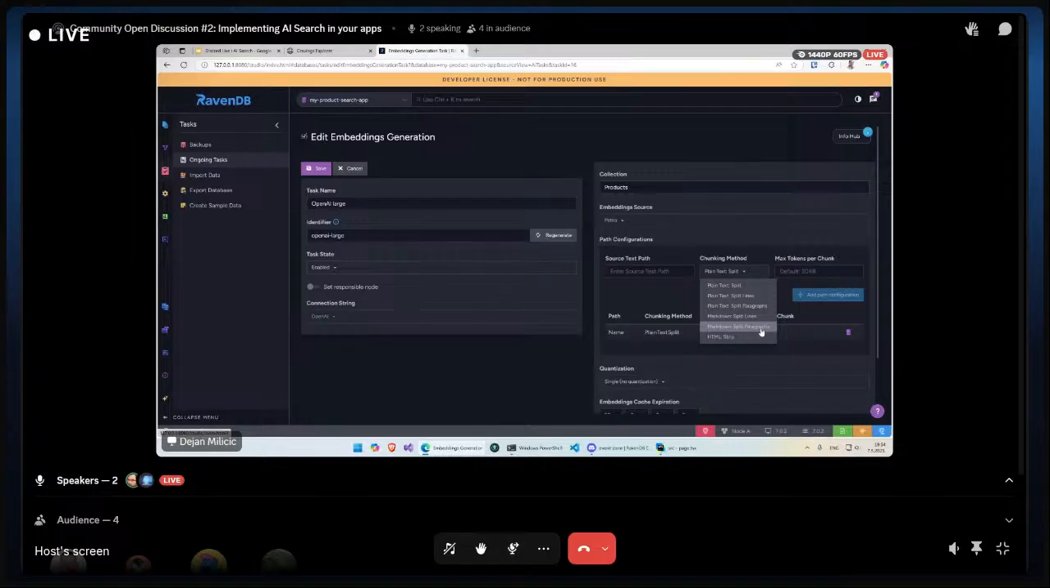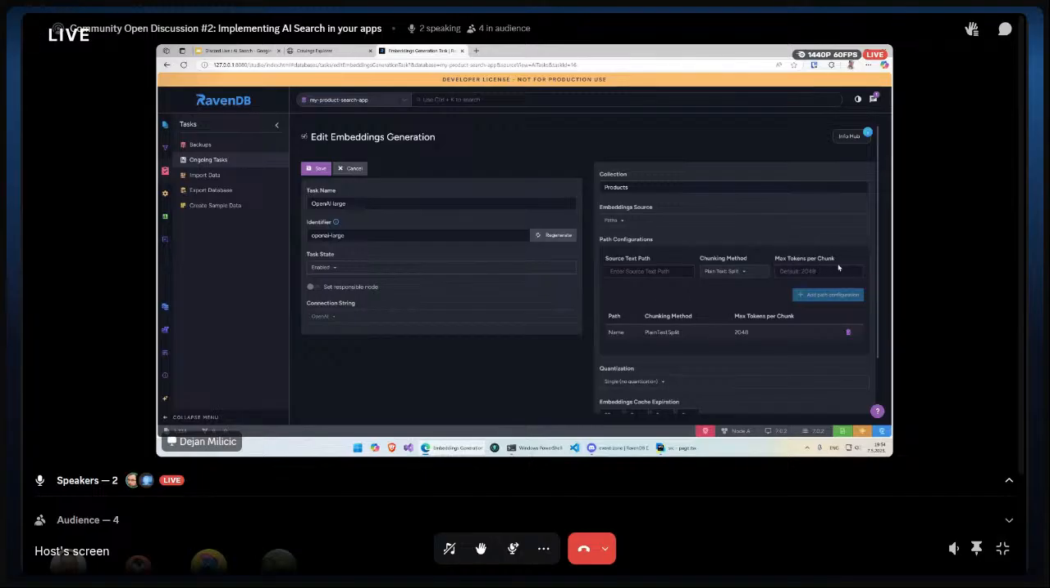If I'm using Markdown, same story. One less thing that I need to do. I don't have to do processing of Markdown or HTML anymore. RavenDB will perform that automatically. As you can see, since product name is a simple string, I'm just using splitting here.